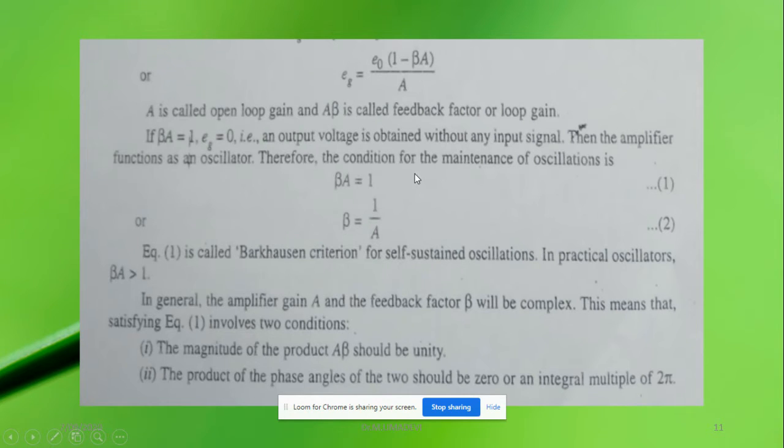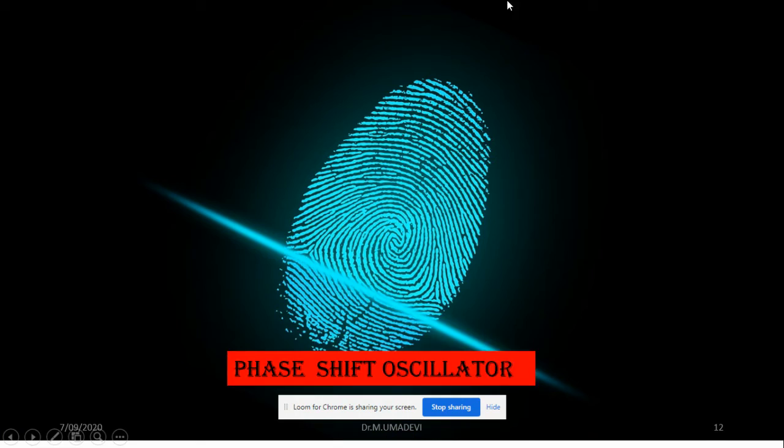Or we can say that it is the Barkhausen condition. So from this, beta is equal to 1 by A. What we are concluding from this? The magnitude of the product A beta should be unity, that is, A beta is equal to 1. The sum of the phase angles of the two should be 0, or it is an integral multiple of 2 pi.